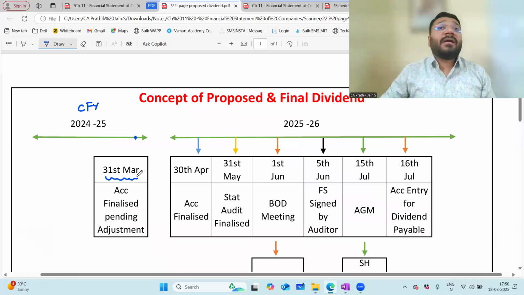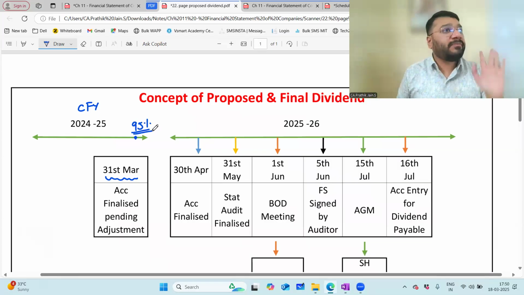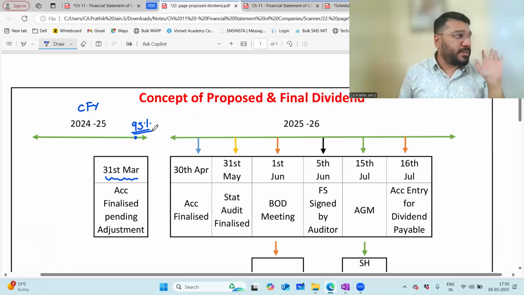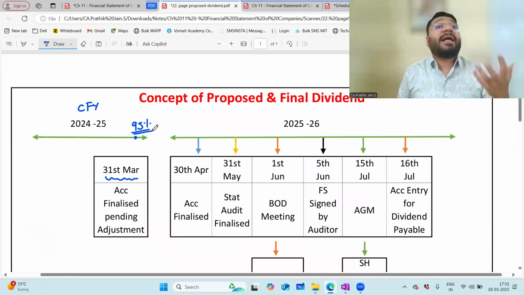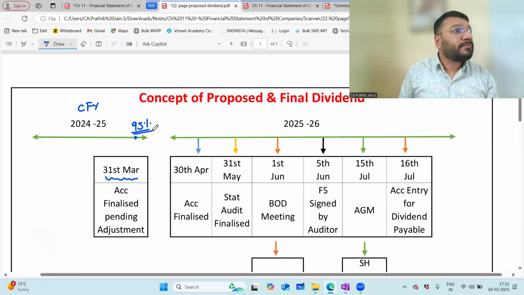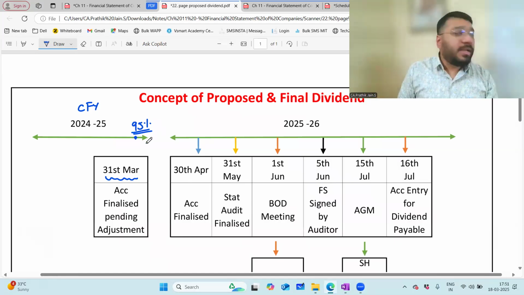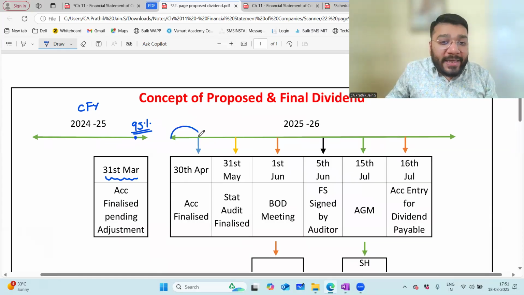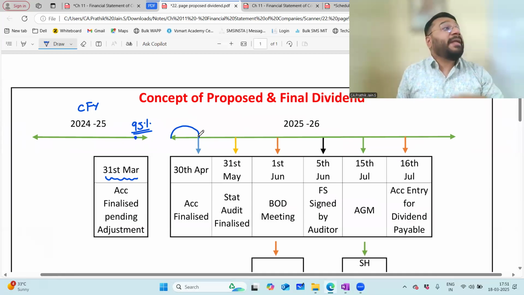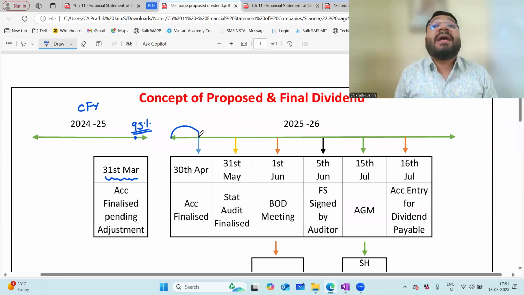Yes, sir. Technically, 95% of the entries will be passed, the transactional entries. But apart from that, there are certain adjustments that we have to do to ensure that the financial statement is true and fair. Correct? So depending on how big your company is, depending on how big your accounting team is, you will additionally need a few days to finalize your accounts. You might need 1 week, 15 days, 30 days, 45 days, 60 days to finalize your accounts.